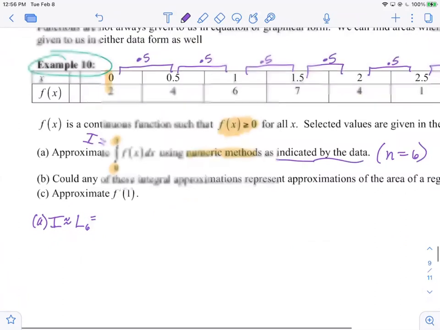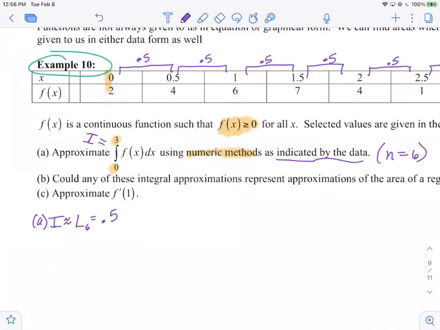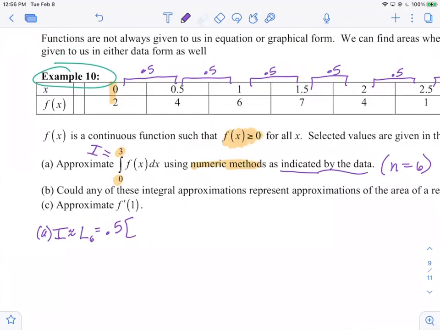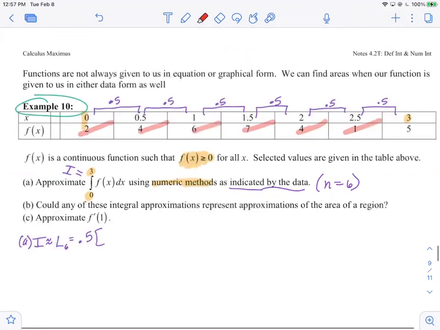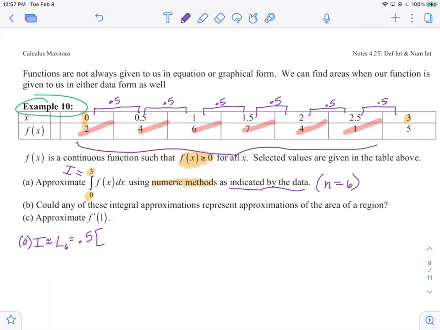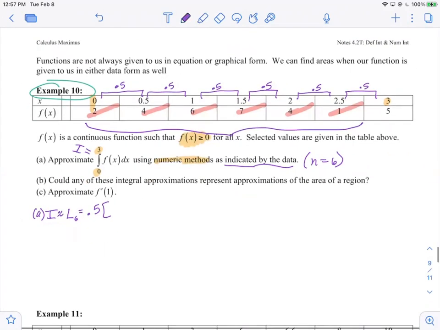And now, because delta x is uniform, you can factor out the 0.5. And now, because it's left justified, we add up the first 6 left values. So left, left, left, left, left, and left. So what I'm doing is I'm going from the middle of there, and I'm using the value on the left. But you don't even have to draw that. Just know that if you're doing the left endpoint, it's left justified, and we're not using the last one.